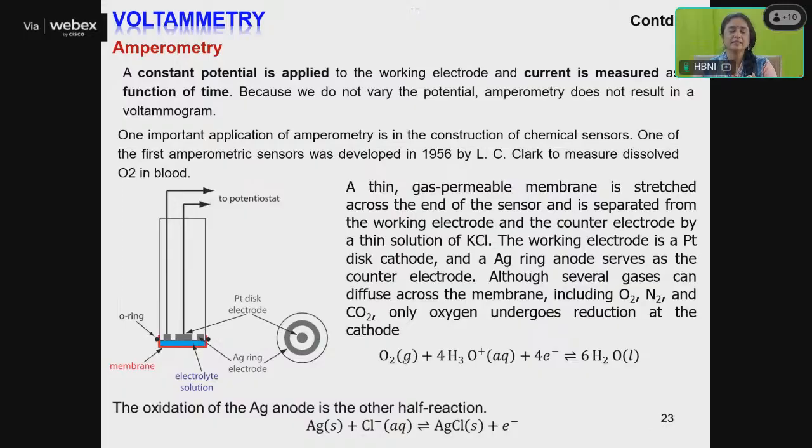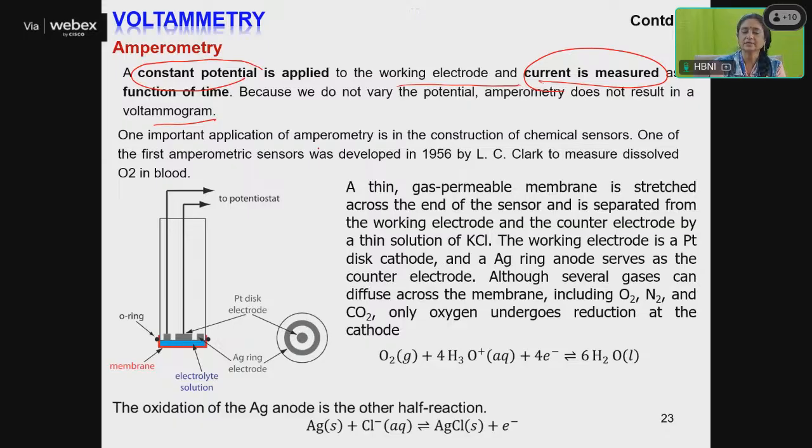So amperometry means a constant potential is applied to the working electrode and current is measured as a function of time. You apply a fixed potential, and then with time you go on measuring the current. Because we are not varying the potential, whatever comes will not be called a voltammogram, but some plot will be there.